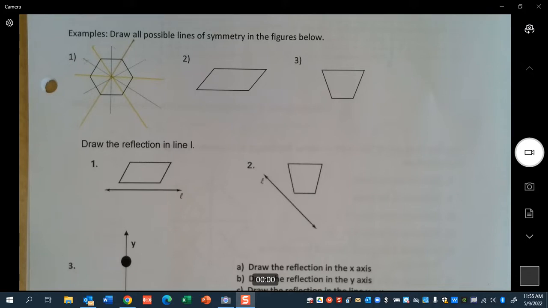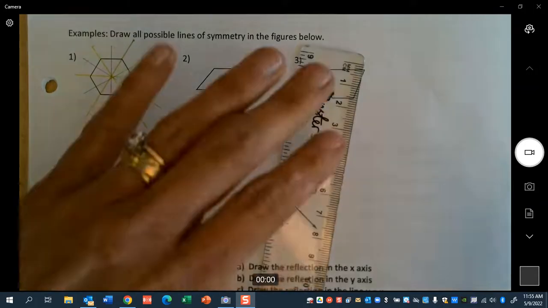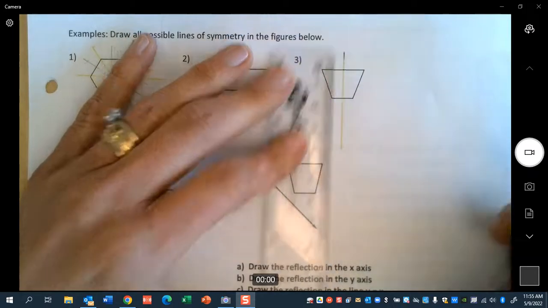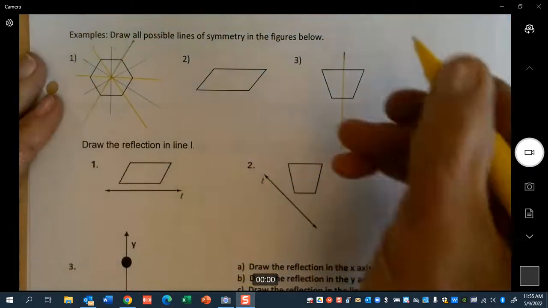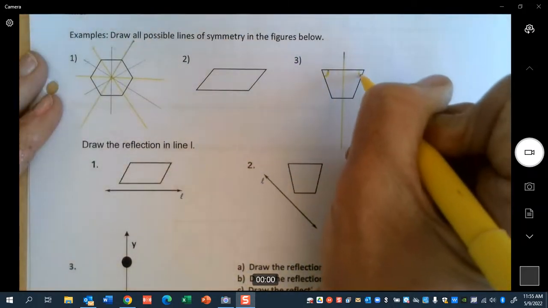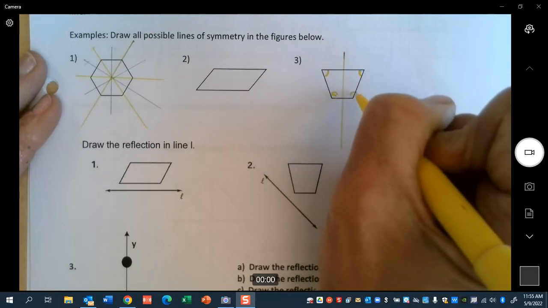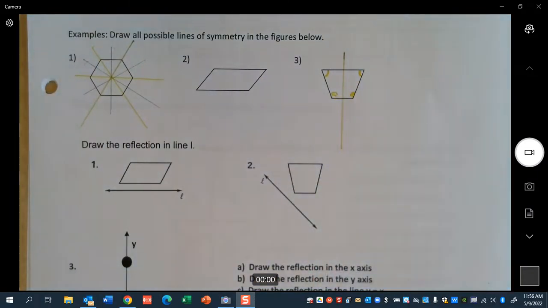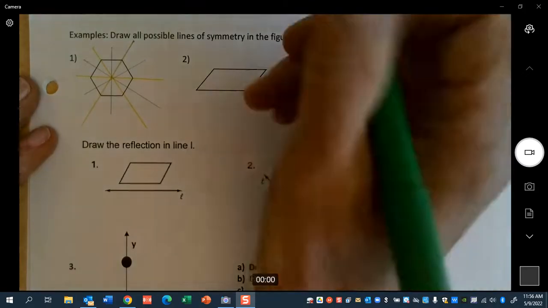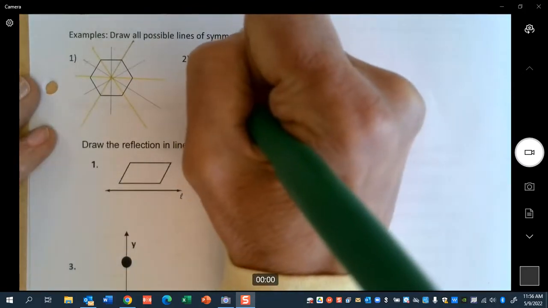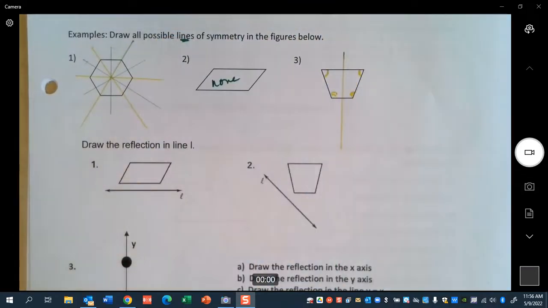How about our trapezoid? Yeah, if we're sure that it's isosceles, and we might need a little bit more information, but if we're confident that this is a story that we can handle, then we can say yeah. And of course, this is none. And this is line symmetry.